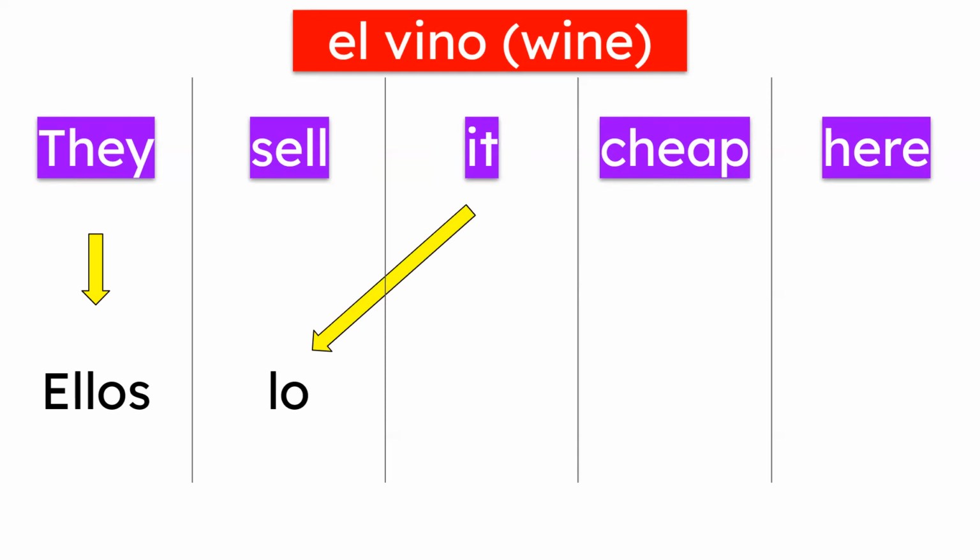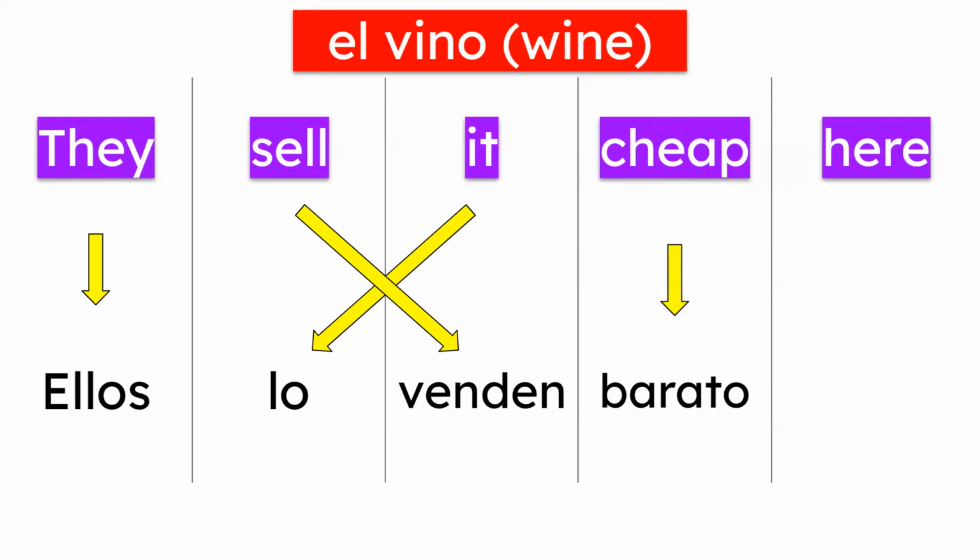To sell is vender in Spanish. Vender with V. So vender conjugated for ellos is ellos lo venden. That's right. Ellos lo venden. And cheap is, do you know the word? Yeah, barato. That's right. Barato. Ellos lo venden barato.